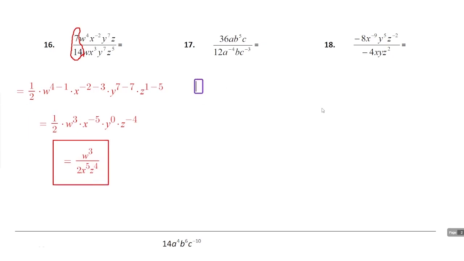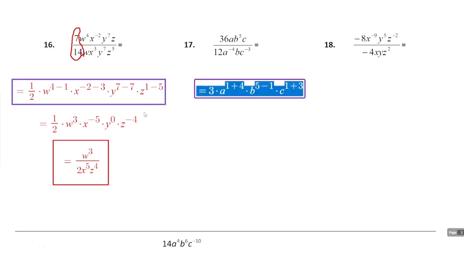For number 17, we'll work this out similarly. 36 divided by 12 is just 3, so I can simplify that. And I have times a to the first minus negative 4. So subtracting a negative 4 would be the same thing as adding 4. So I have 1 plus 4 there. Then I have b to the 5th minus minus 1. And then for the c's, I've got c to the first minus negative 3. Again, whenever you have minus a negative, it's going to change to plus.